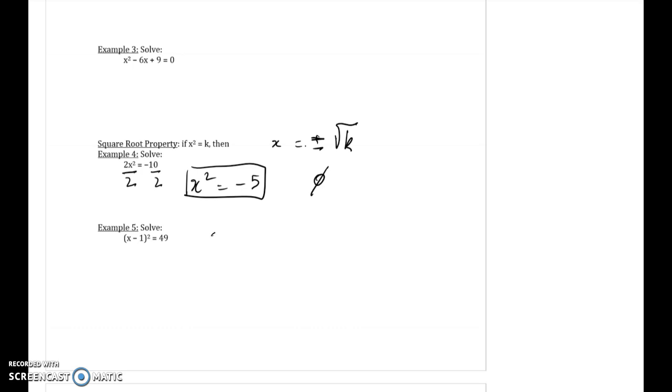Right there on this one, x minus 1 equal plus or minus square root of 49. x minus 1 equal plus or minus 7. So x equal plus 7 plus 1, or -7 plus 1. That gives me 8 or -6.